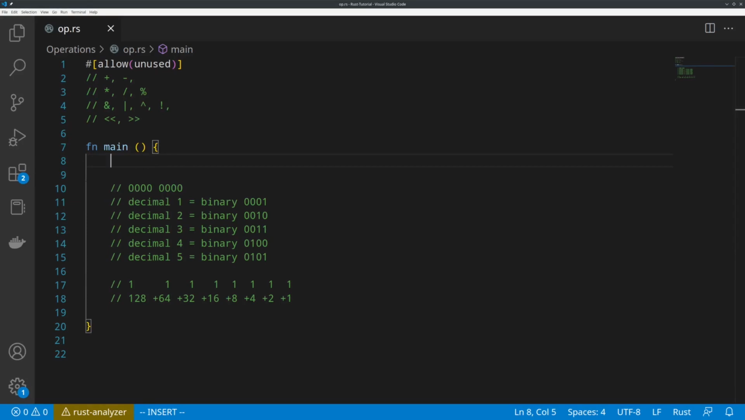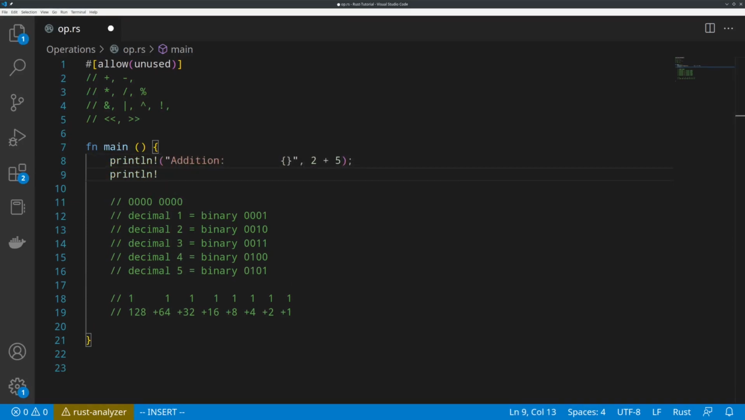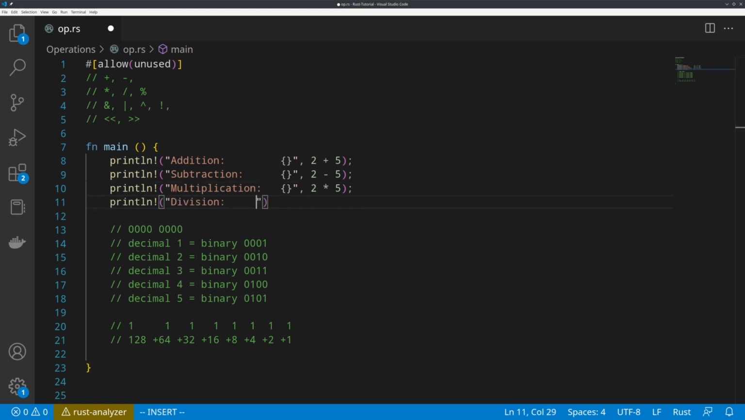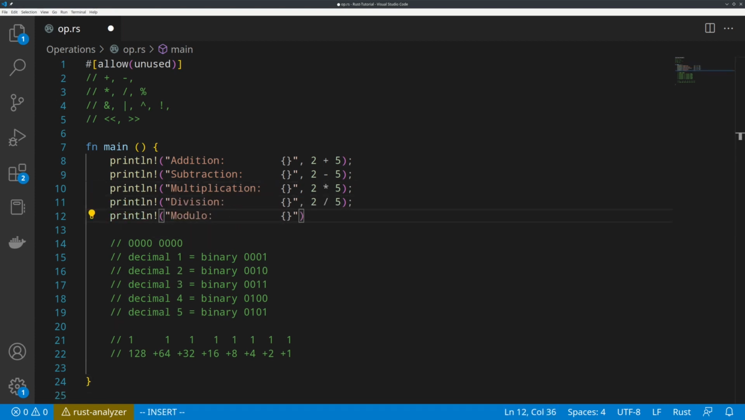Today we're going to go over the foundational operations needed for doing math in Rust. We're going to start by printing out addition, subtraction, multiplication, division, and modulo. Modulo is an operation that gives us the remainder from a division. So let's compile and see.